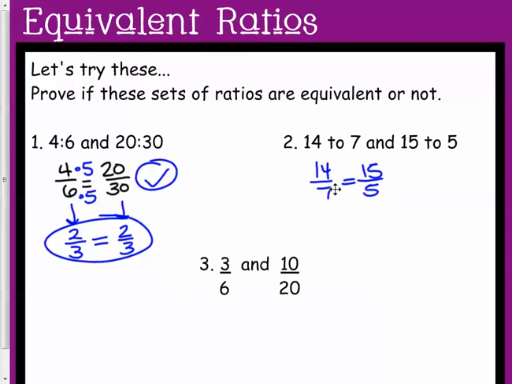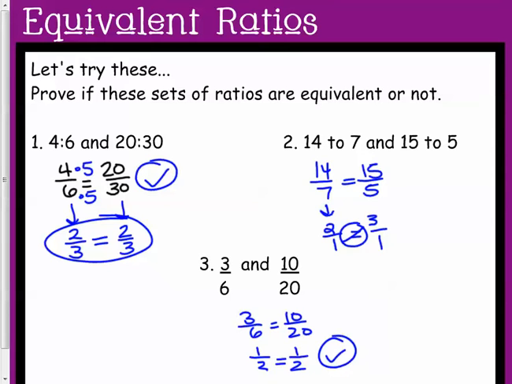Okay, so in number 2, we could simplify 14/7 to 2 over 1 because both are divisible by 7. And 15 and 5 are both divisible by 5, so that's 3 over 1. Are these equivalent? No. What about 3/6 and 10 over 20? Well, 3 and 6 are both divisible by 3, so they give us 1/2. And 10 and 20 are both divisible by 10, so they also give us 1/2. So this one works.